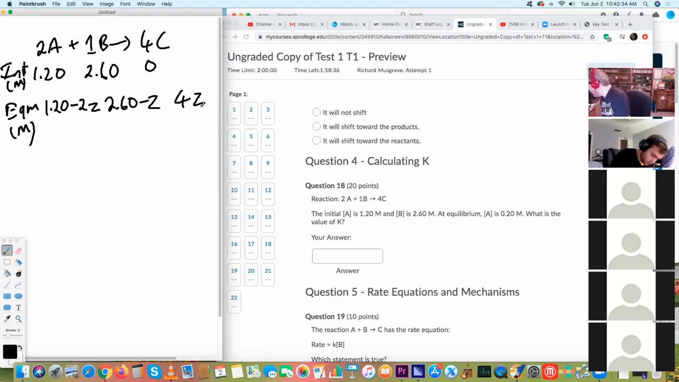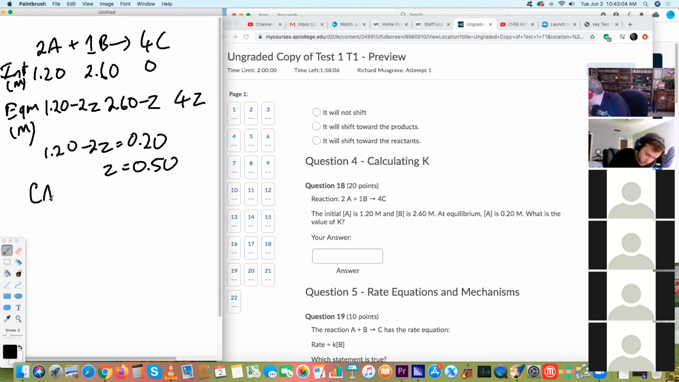Now we're told here that A is 0.20, which means that 1.20 minus 2Z is equal to 0.20. So when I'm doing the math on this to figure out Z, Z is going to be 0.50. Any questions about this so far? I think I'm right on that, aren't I? Yeah. All right. Any questions?